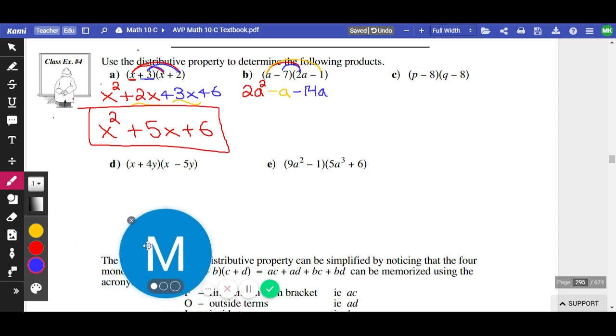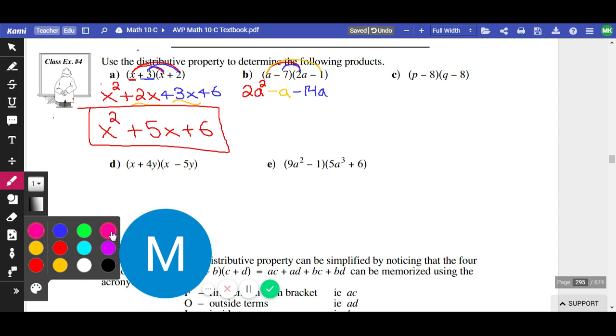My last one, I'll take that purple. -7 times -1 becomes +7. I'm trying to do a little more rainbow so you can see where numbers are coming from. Right? I've distributed everything from the first brackets into everything in the second brackets.